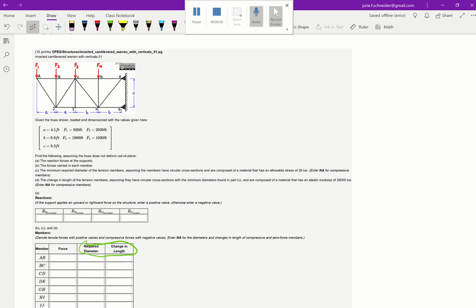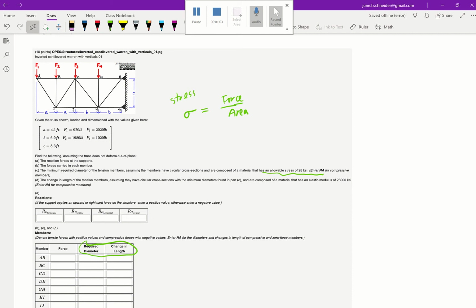So imagine you already solved every single member and found their forces. For this problem, they said this member is made of a material with an allowable stress of 28 ksi. For stress, we're going to use sigma. We know stress is basically the pressure. The pressure is force over area, okay?